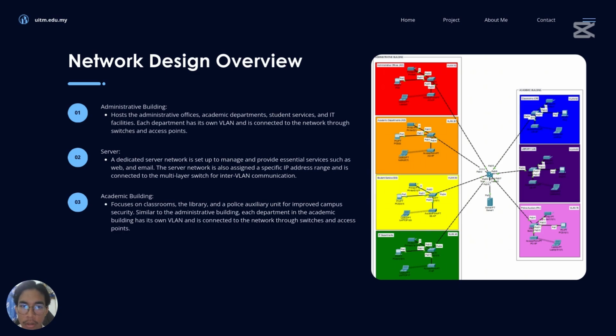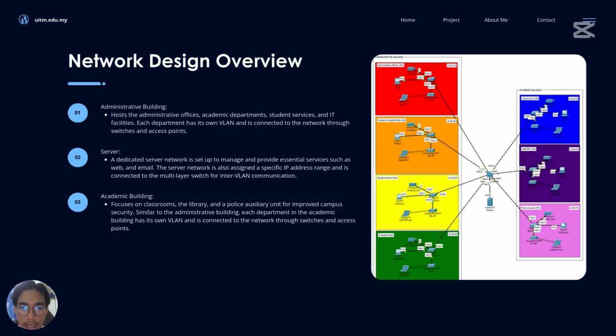My name is Muhammad Safrie bin Morni and I will be presenting about the network design overview and IP addressing. For the network design overview, there are three parts. The first is the administrative building, the second is the server, and the last is the academic building. The administrative building hosts the administrative offices, academic departments, student services, and IT facilities. Each department has its own VLAN and is connected to the network through switches and access points.